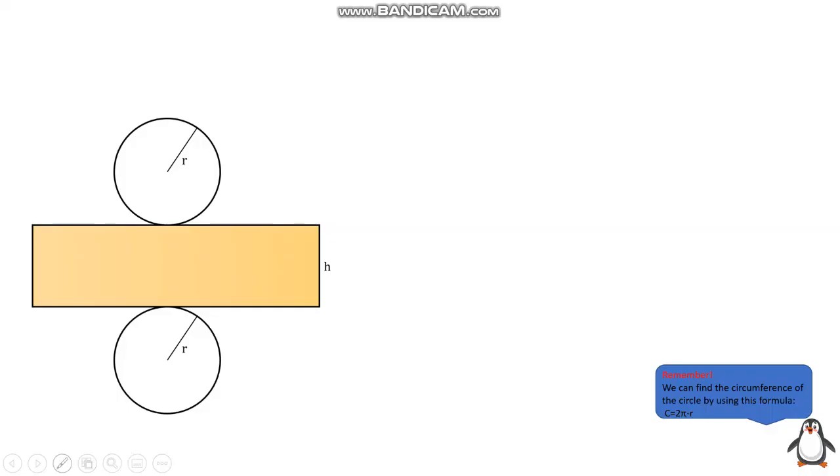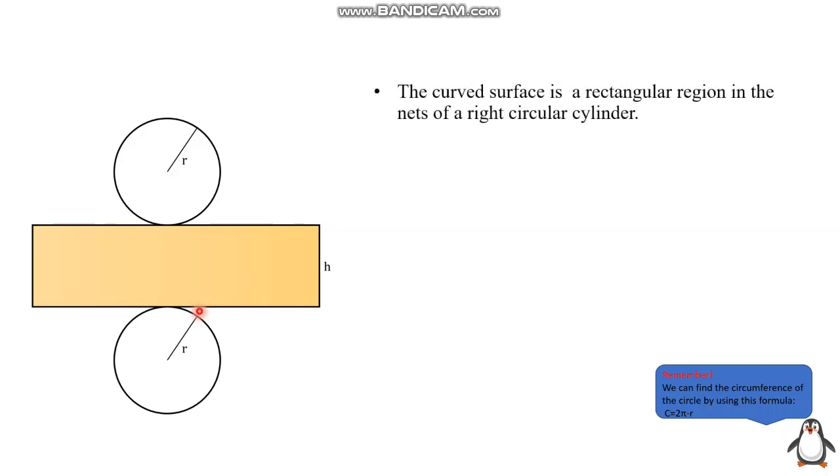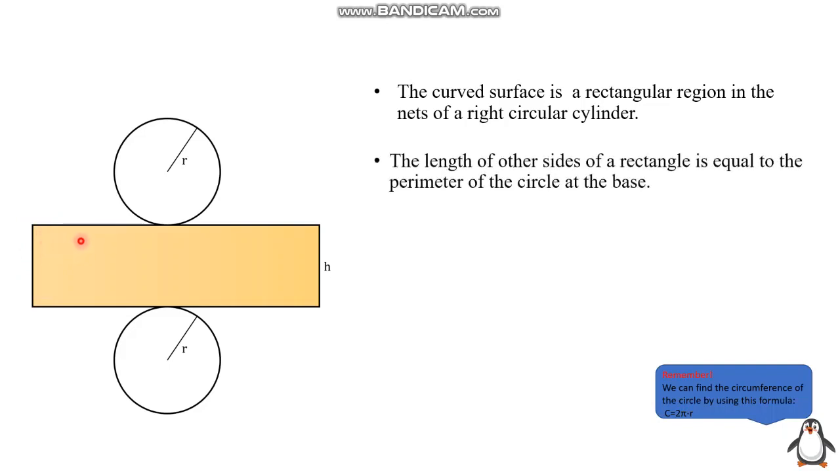After looking at the GeoGebra example, we can say that the curved surface is a rectangular region in the nets of a right circular cylinder, and one side of the rectangle is the height of the right circular cylinder and the length of the other sides is equal to the perimeter of the circle at the base. So the length of this side is 2πr.